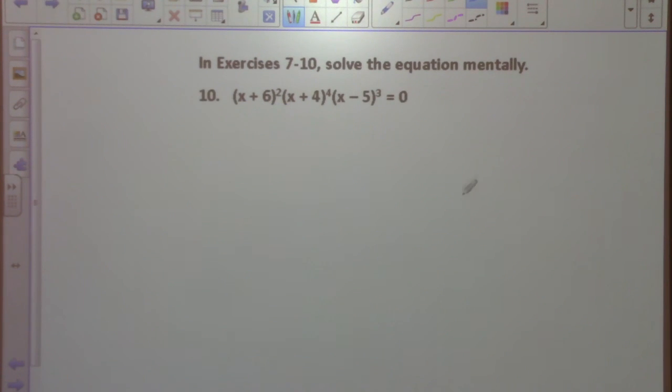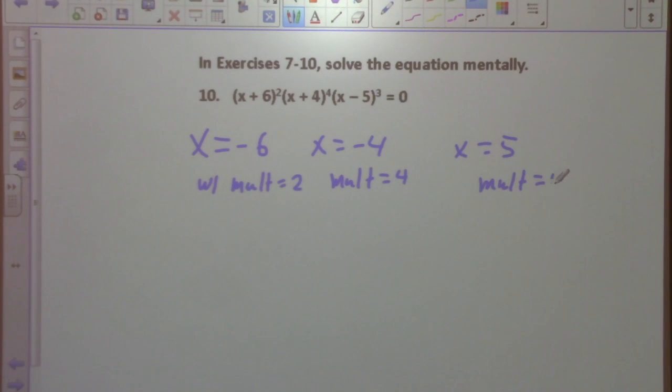And the last one here, we have x is equal to -6, x is equal to -4, x is equal to 5. What we would say is x is equal to -6 with multiplicity equals 2. Here we have multiplicity equals 4. Here we have multiplicity equals 5. Do you remember talking about multiplicities last year?